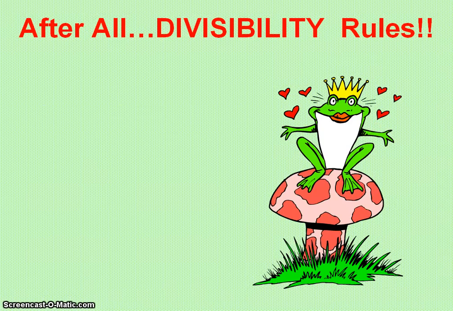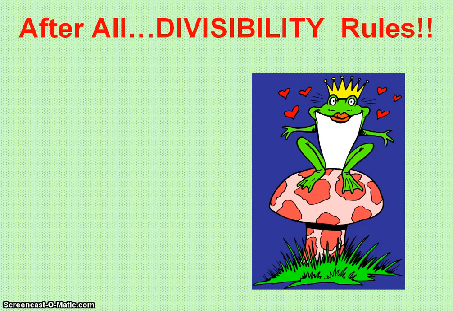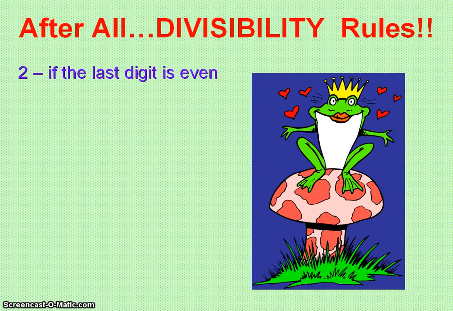Okay, you should be done with your homework. All I wanted you to do was copy down the divisibility rules. To go over them one more time so they're all on one screen where you can hit pause in case you missed something. The rule for divisible by 2 is if the last digit is even.